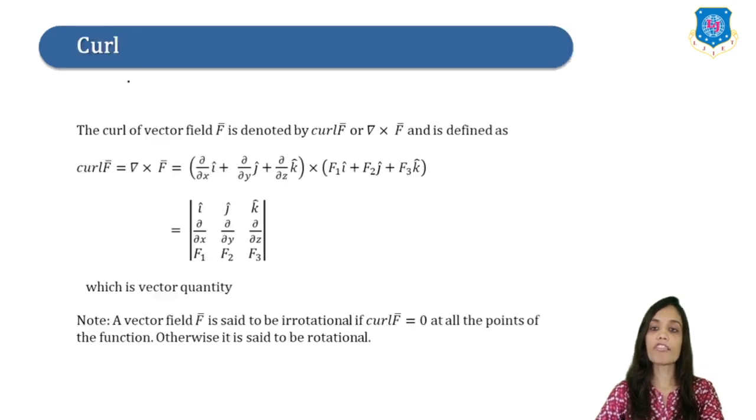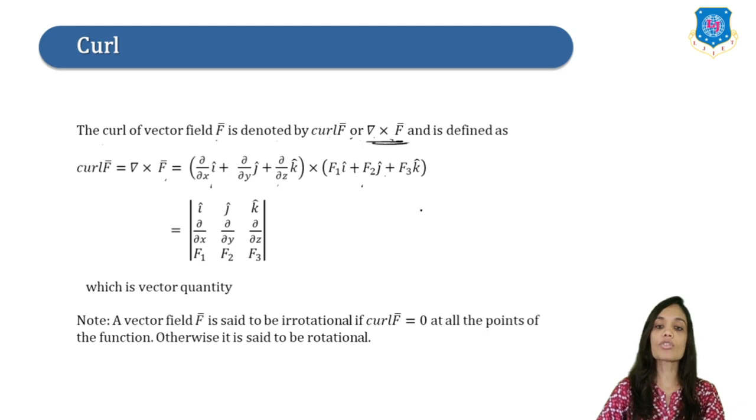Next, let us study the definition of curl. The curl of vector field F bar is denoted by curl F bar or del cross F bar and is defined as del cross F bar is equal to del by del x i cap plus del by del y j cap plus del by del z k cap cross our F bar, which is F1 i cap plus F2 j cap plus F3 k cap.